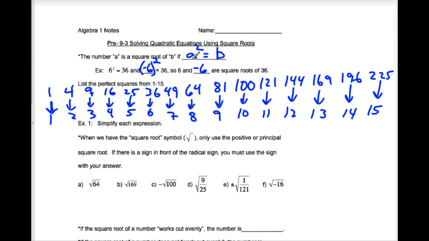16 squared, holy cow, what is it? Somebody square 16 real quick. I got Nico, get your calculator. 248. 256. So close. 256. 17, and 20 I know is 400.